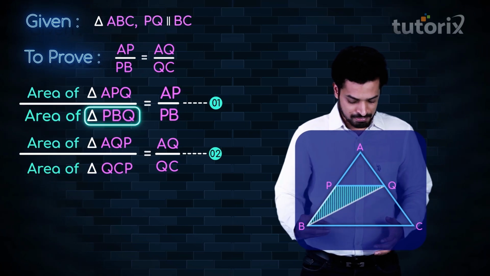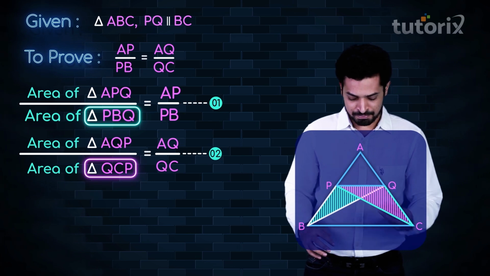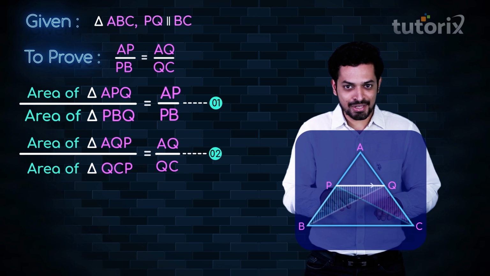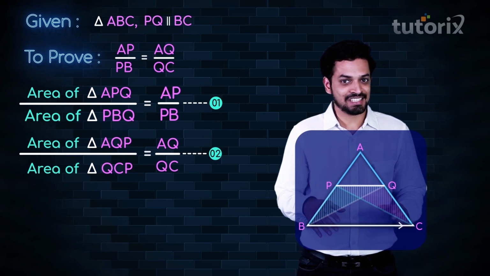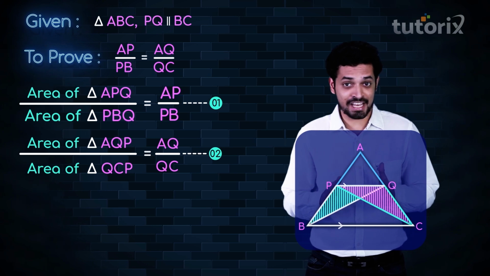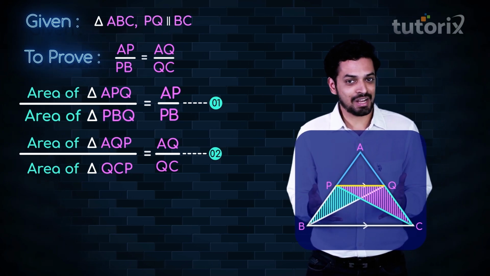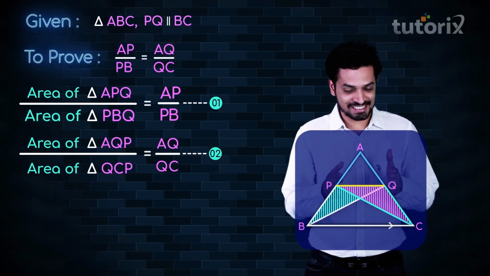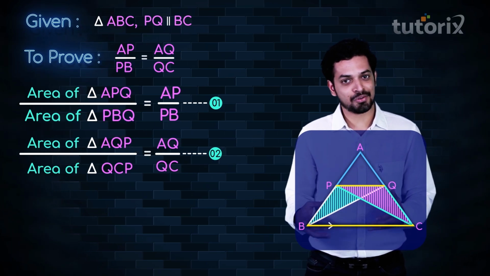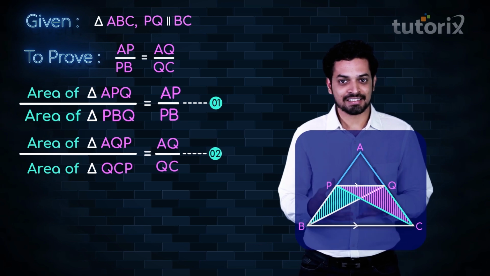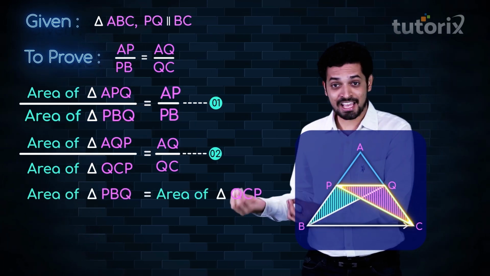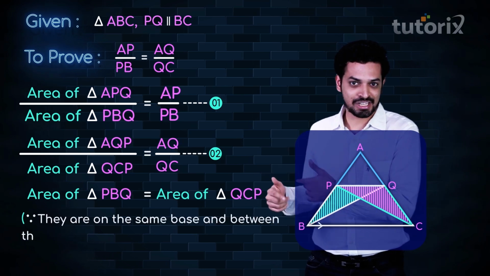Now I have this triangle PBQ and I have this triangle QCP. But wait a minute, I know that this line PQ is parallel to this line BC, which I haven't yet used, right? And these two triangles are on the same common base, PQ, so they should have the same area, right? Because they are on the same base and between the same parallels, PQ and BC. So therefore, using that property, I can write that area of triangle PBQ and area of triangle QCP are the same, and hence these two ratios have to be the same.